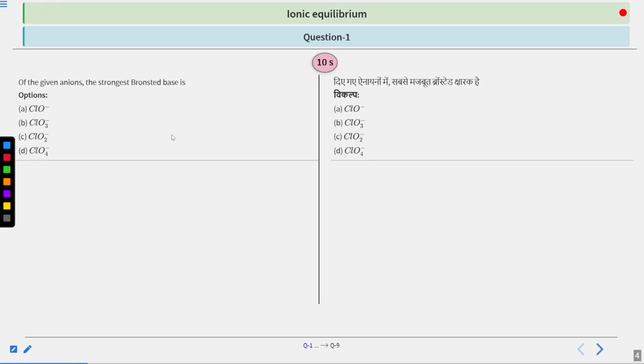Question says that of the given anions, the strongest Bronsted base is. Options are A. ClO minus, B. ClO3 minus, C. ClO2 minus, and D. ClO4 minus. Your time to solve this question starts now.